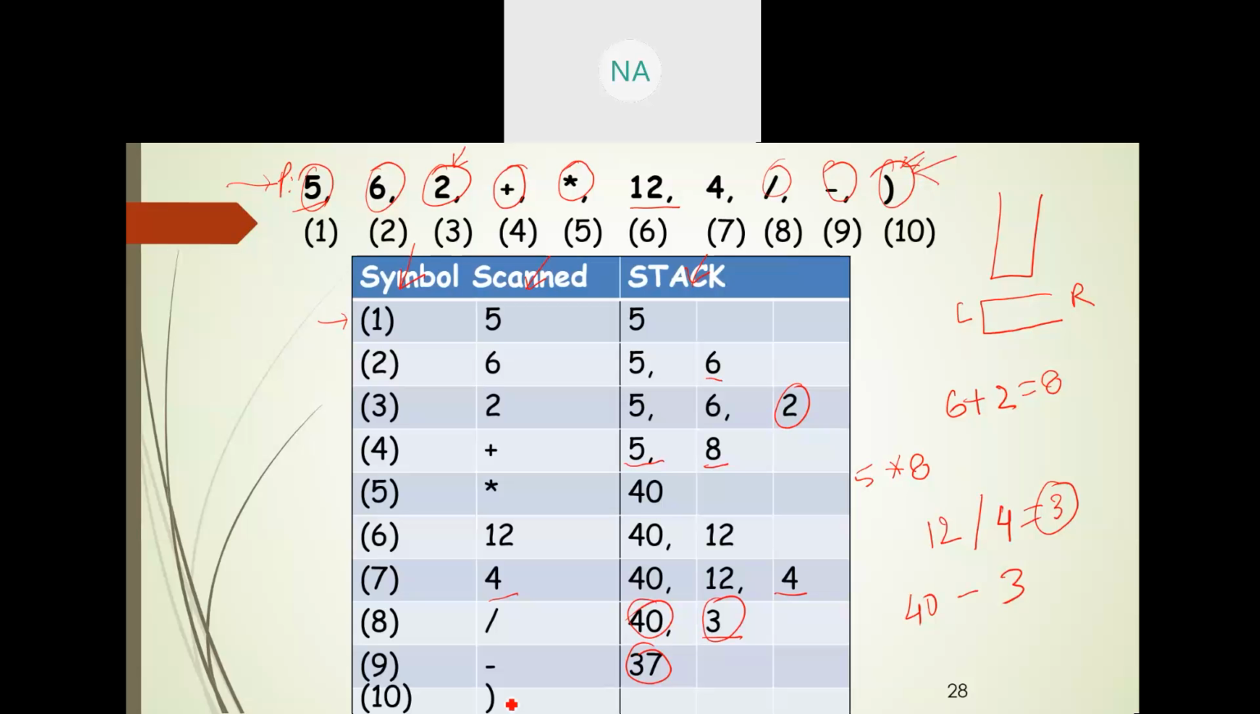So when the right parenthesis is encountered, it means that we have already scanned the whole expression, and now we exit the algorithm, and the value of the Polish notation expression is the value which is at the top of the stack, that is 37. Okay, so this is how an expression written in Polish notation is evaluated using the specified algorithm.